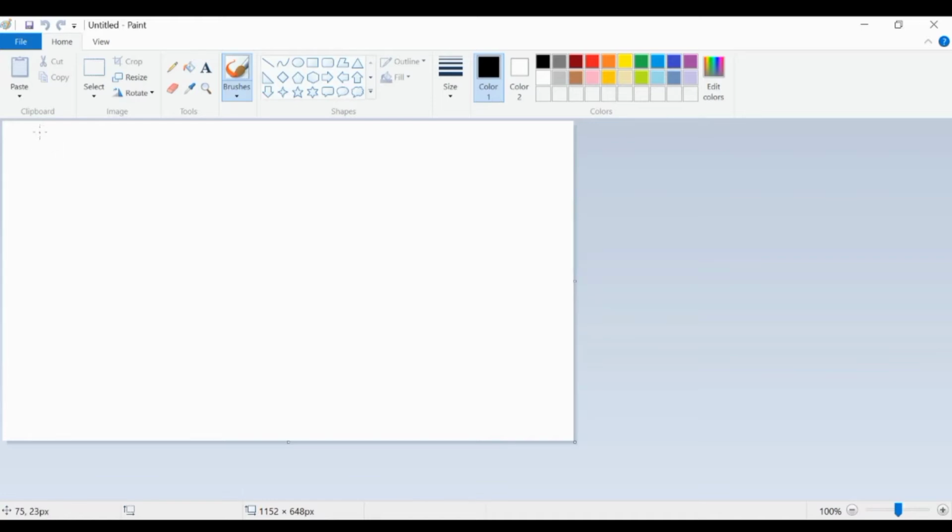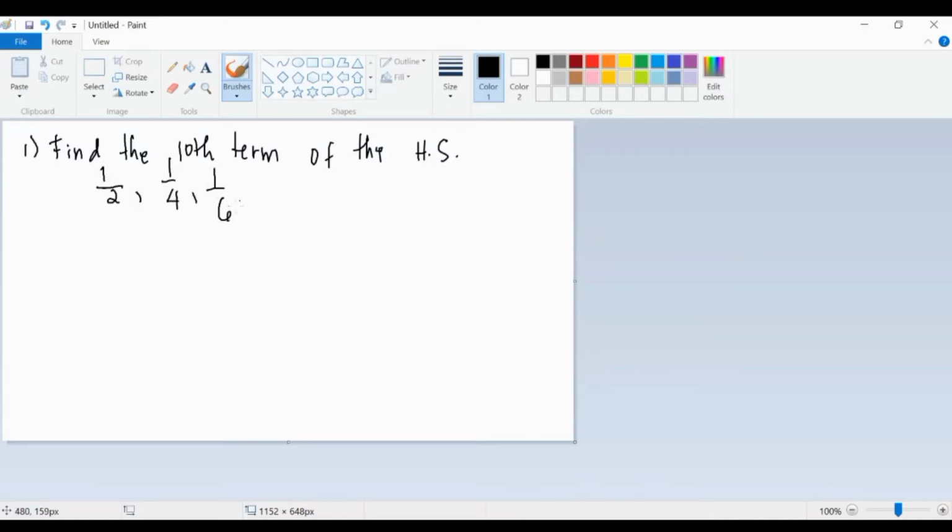Okay, so let's have an example for the harmonic sequence. So number 1, we're going to find the 10th term of the harmonic sequence. Okay, HS, harmonic sequence. We have 1 half, 1 fourth, 1 over 6, and 1 over 8. Okay, the first step that you are going to do is to get the reciprocal of 1 half, 1 fourth, 1 sixth, and 1 eighth.